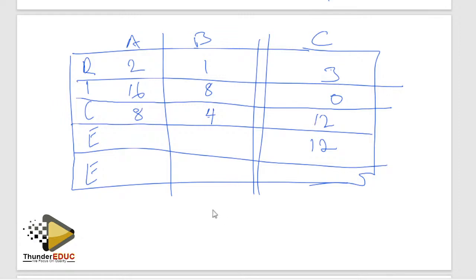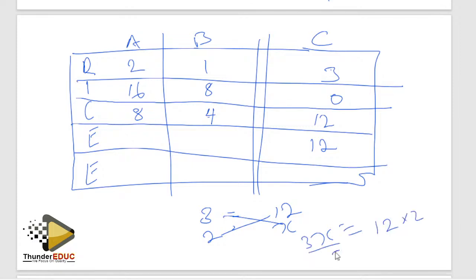You understand? So if 3 gives me 12, then 2 will give me what? It will give me x. When I cross multiply, I can find the x. You understand? 3x is equal to 12 times 2. So when you divide, you'll find out it is 8. Now, this one is going to be 8 minus 4, and then this one is going to be 16 minus 8, isn't it? So which gives me 8 here, and then it gives me 4 here.